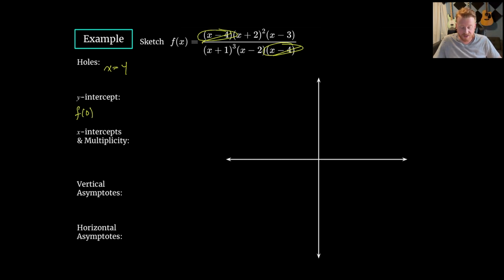If we plug in 0 to our function, we will find the y-intercept. So remember, we're just trying to find a point over here somewhere, and all of these points have x values equal to 0. So we're just going to plug 0 in and see what we get.